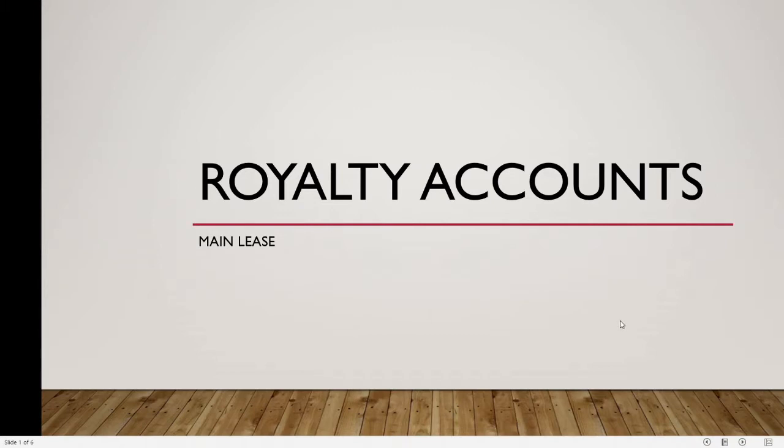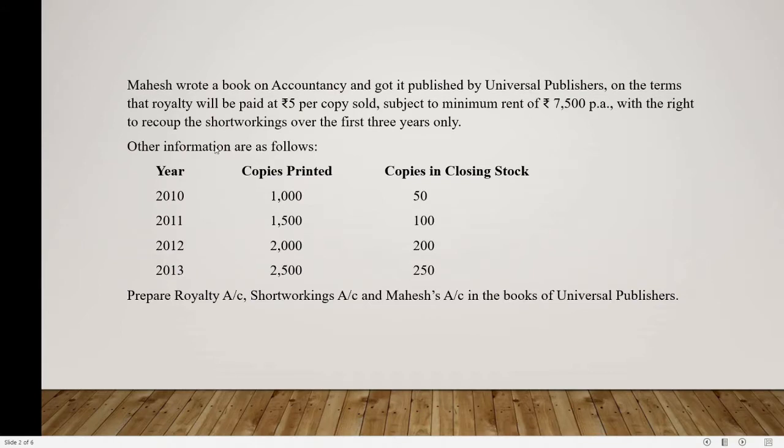Hello everyone. In today's class, I'll be solving another problem regarding royalty accounts. Here it is given that Mahesh wrote a book on accountancy and got it published by Universal Publishers on the terms that royalty will be paid at rupees 5 per copy sold, subject to minimum rent of rupees 7,500 per annum, with the right to recoup the short workings over the first 3 years only. First 3 years only they can recover the short workings.